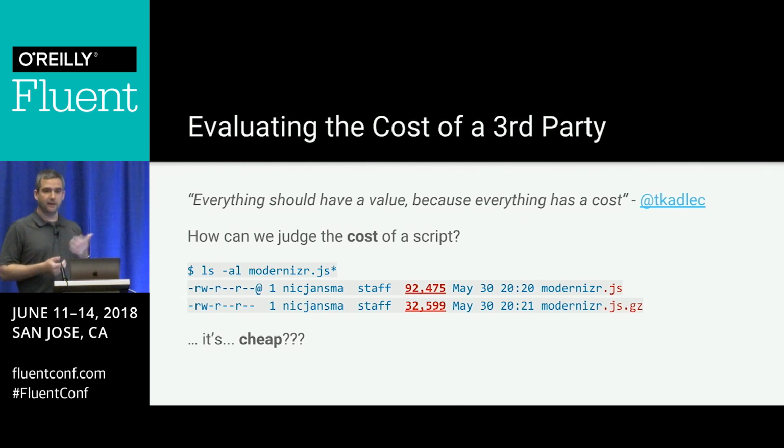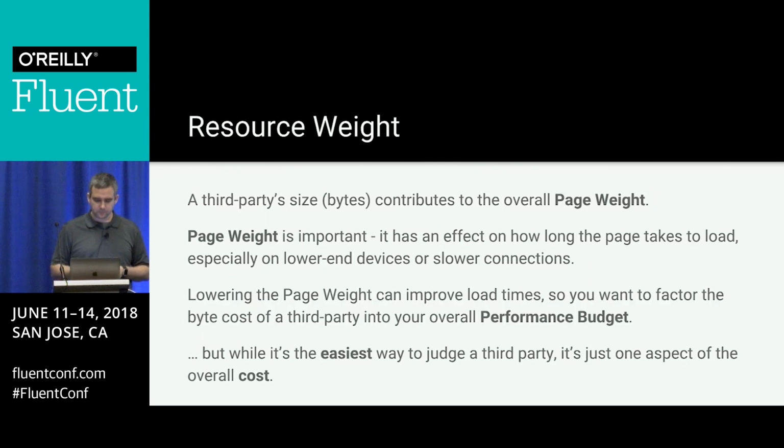In this case, we're going to be looking at modernizer.js. Here's a very simple size of it, both uncompressed and gzipped if you're going to be sending it compressed over the wire. It's only 92 kilobytes regularly, 32 kilobytes gzipped. It's small, right? Cheap? I don't know. Seems pretty reasonable to add to your site.